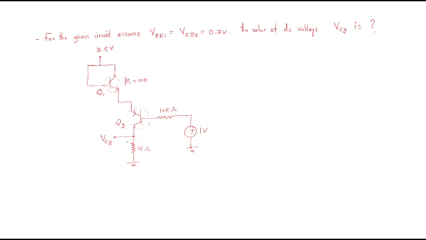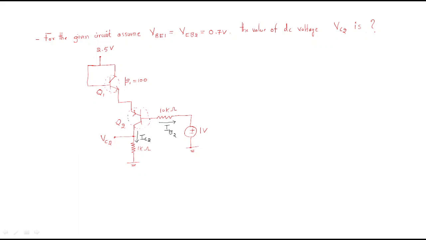First, in order to find out the VC2, we need to know the current flowing in this branch. Assume the current flowing in this branch. This is the transistor 2, Q2. So take the current as IC2. First we need to find out this current. Understand? Better to find this current, that means we need to find out the current IB2.